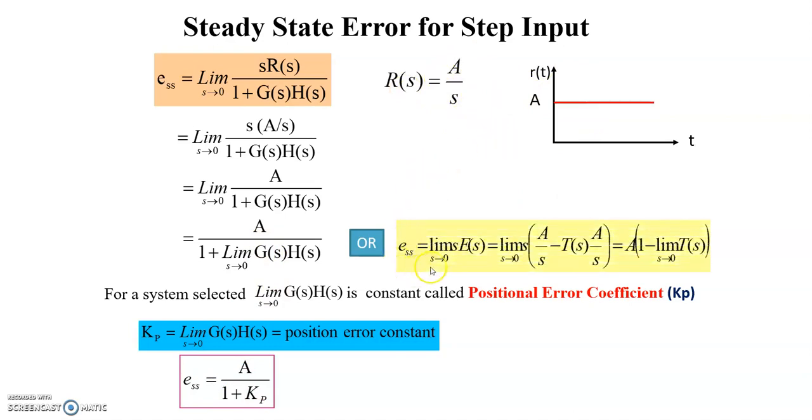So ESS is equal to limit s tends to 0 of E of s, which is limit s tends to 0 of s into A by s minus T of s into A by s. Take A common outside: A into 1 minus limit s tends to 0 of T of s.